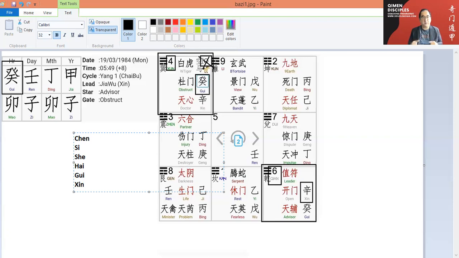Okay, so much for understanding this Taisui and this emptiness for Qimen Dunjia.